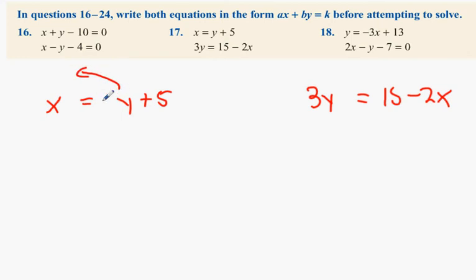So what does that change back into, Eddie? Minus y. x minus y equals 5. That's perfect, isn't it? The x is where it's meant to be, the y is where it's meant to be, and the 5 is where it's meant to be. Then we wrote that out.